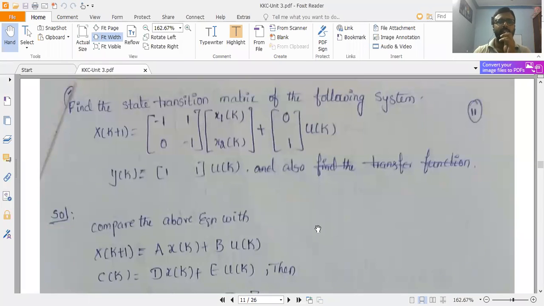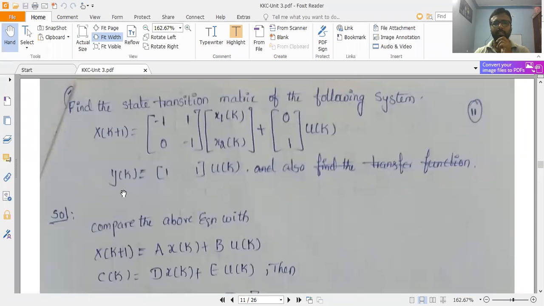In this problem, we are asked to find the state transition matrix, and it is given in the form of x of k plus 1. X of k plus 1 is equal to [-1 1; 0 -1] into [x1 of k, x2 of k] plus [0; 1] into u of k, and y of k is given as [1 1] into u of k. Based upon these equations, we obtain the matrices: this is the matrix A and this is the matrix B.